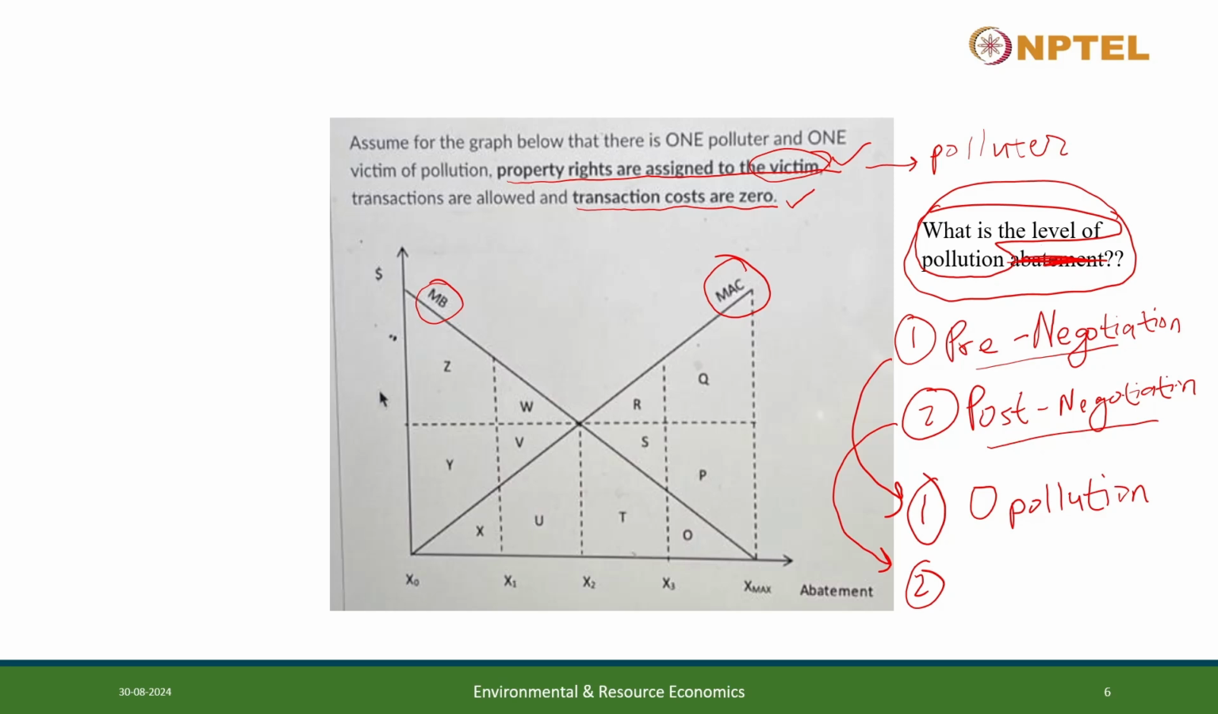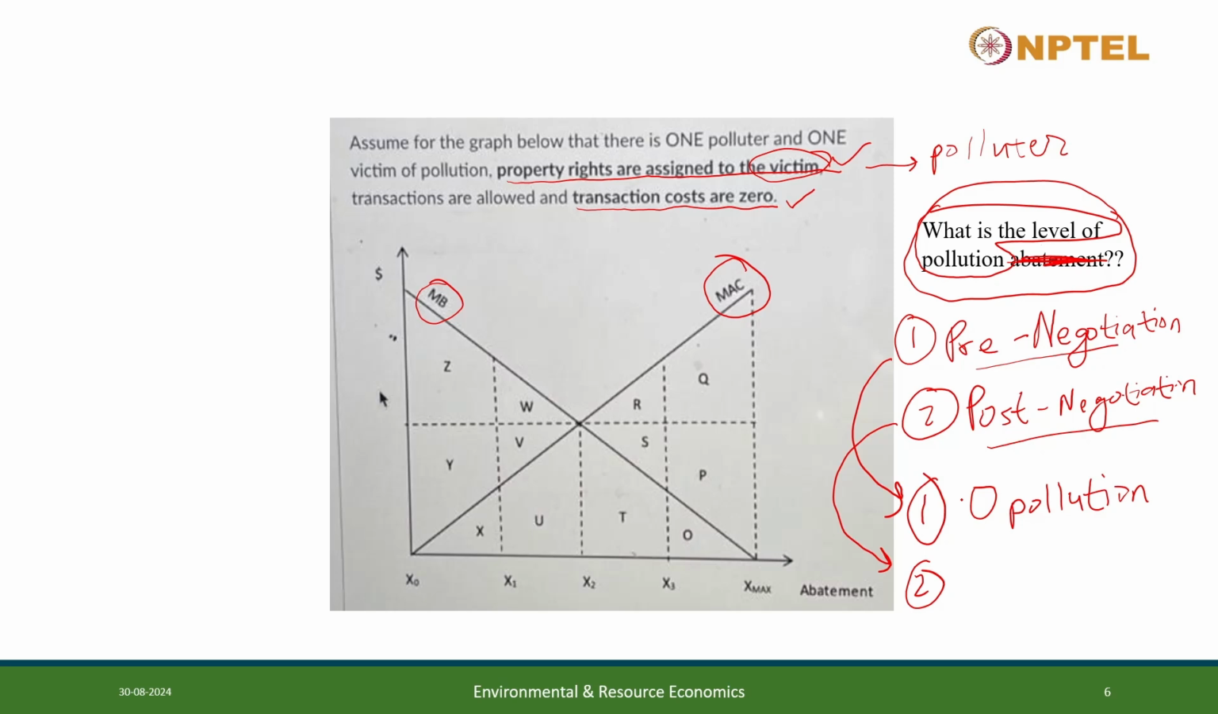After negotiation, it will come to zero only, no? No, before negotiation it will be zero. The polluter will get some incentive from the polluter, no? Yes, but there will be pollution. It's not like that; after negotiation there will be pollution.